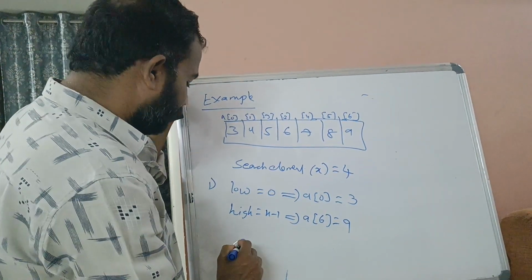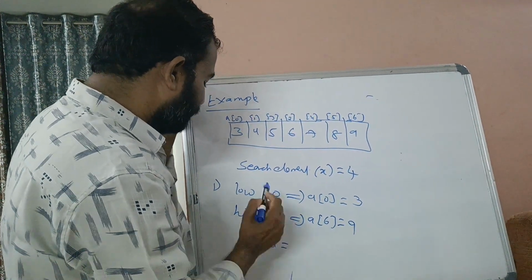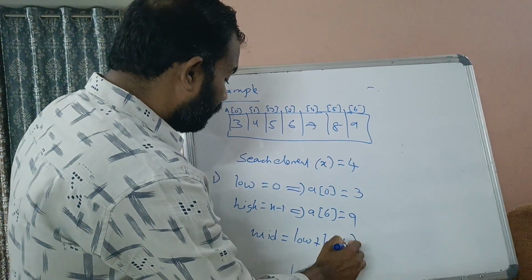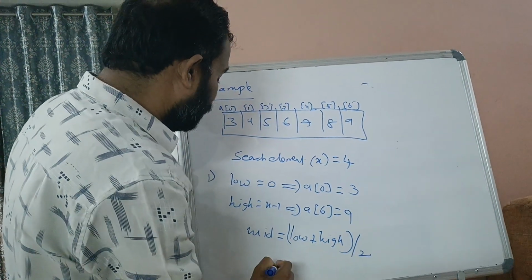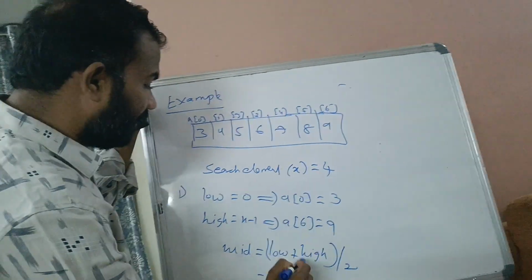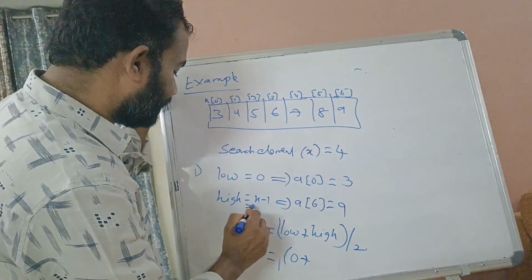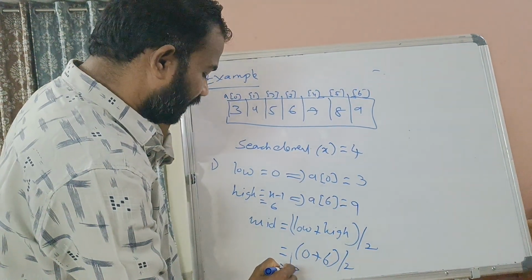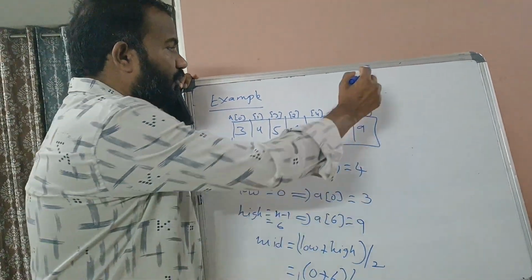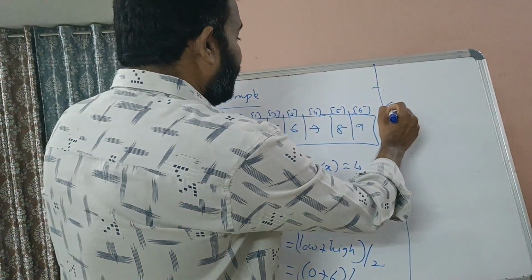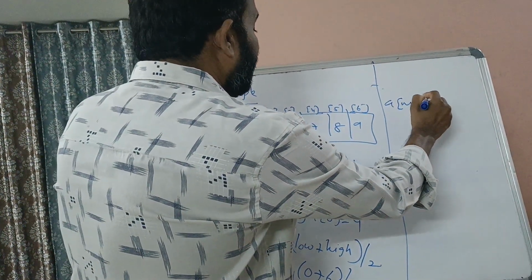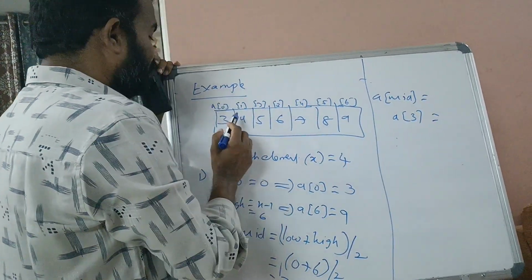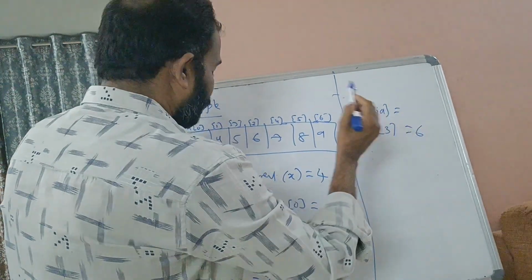So we need to calculate mid. What is mid? Low plus high by 2. Low is 0 and high is 6, 7 minus 1. So 0 plus 6 by 2 is equal to 3. Now what is a of mid? A of mid is equal to a of 3, which is 6.